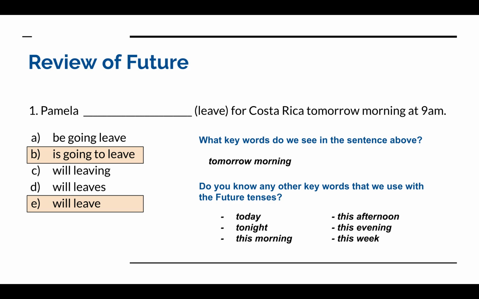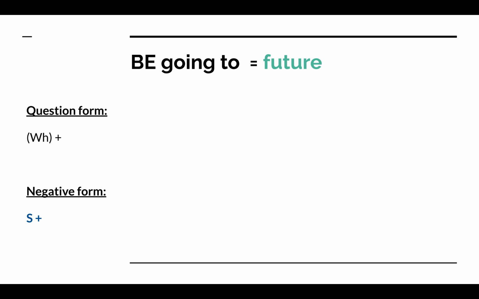Here are a few, and you might know even more. Today, tonight, this morning, this afternoon, this evening, this week. Many times we'll say next week too, or next month. Okay, so let's focus on be going to first. Be going to is one way that we can use to talk about the future.